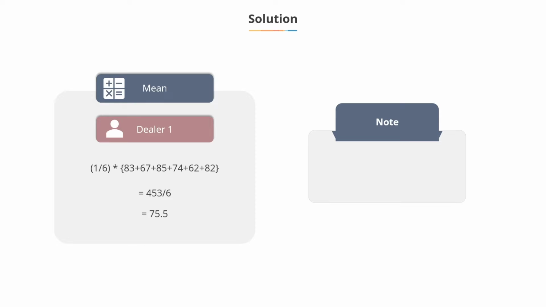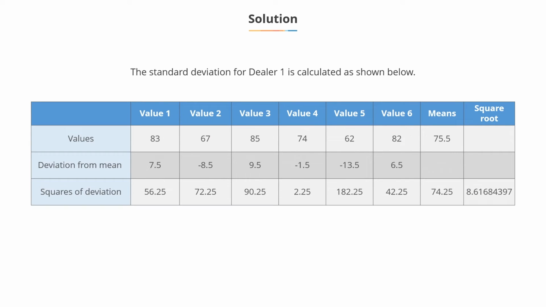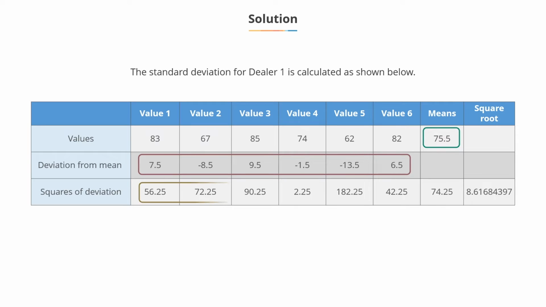Note, if there are n values, 6 will be replaced by n. The summation ranges from 1 to n. For standard deviation, let's calculate the mean, then for each number, subtract the mean and square the result. Then work out the mean of those squared differences. Take the square root for the arrived number.